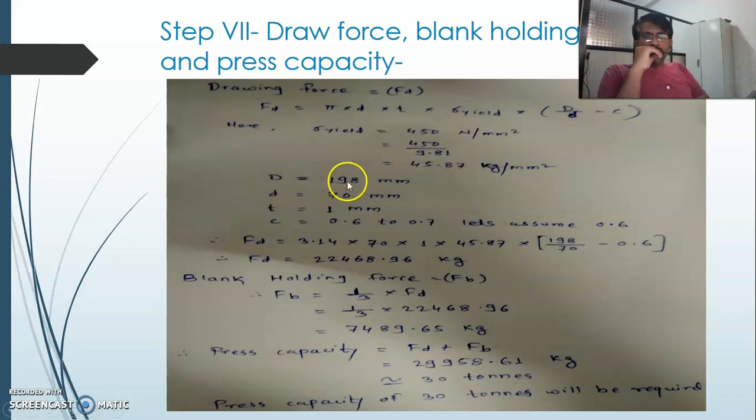In this case the blank diameter is 198 mm, small d, that is the shell diameter, is 70 mm, thickness is 1 mm, and C value we can take from 0.6 to 0.7. In this case we have assumed 0.6, and sigma yield value is given as 450 Newton per mm square. So we have converted it as 450 by 9.81, so that we can have the value in kg per mm square. Now if we put all these values into the formula of FD, we get 3.14 into 70 into 1 into 45.87 into 198 by 70 minus 0.6.